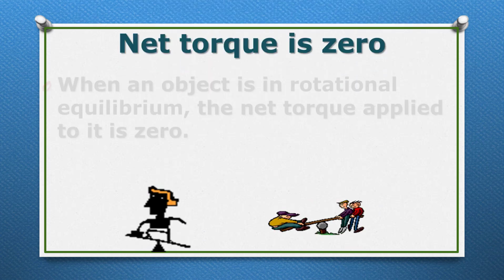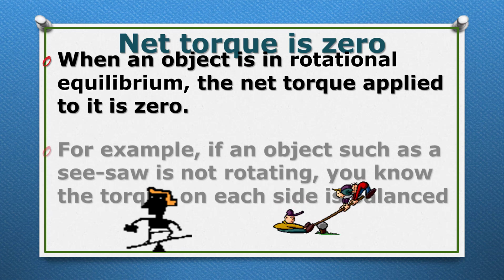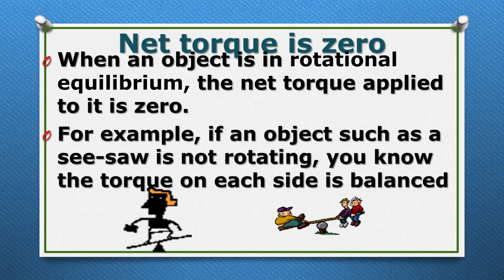So what we have discussed is that when an object is in rotational equilibrium, the net torque applied to it is 0. For example, if an object such as a seesaw is not rotating, you know that the torque on each side is balanced. If the torque is not balanced, it will keep on rotating; it will have the tendency to rotate. So for the body to satisfy the second condition of equilibrium, the torques acting on each side of the body must be equal. The sum of clockwise torque must be equal to the sum of anti-clockwise torque.